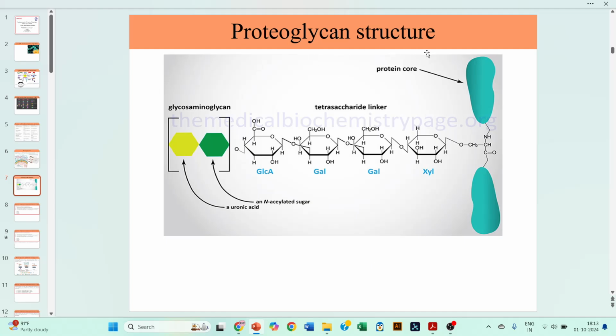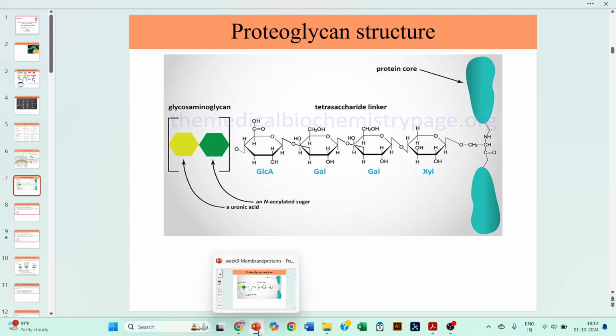Okay, so this is the structure of the proteoglycan, and this you realize is the protein core. This is a serine residue, and to this serine residue 4 monosaccharides are attached. So this is xylose, then there is galactose, and this is glucosamine, and this is your glycosaminoglycan, the GAG, and this is made up of an acetylated sugar and a uronic acid.